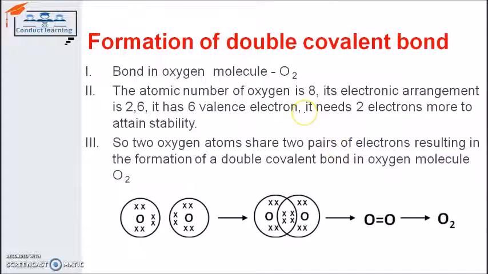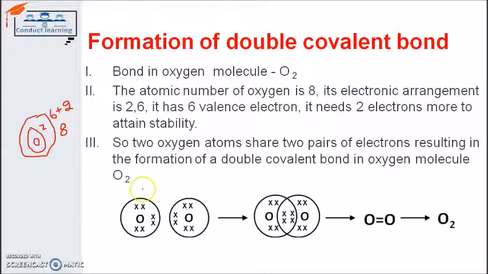Another is the double covalent bond, and the example is oxygen. We know the atomic number of oxygen is 8, and the electron configuration for oxygen is 2 and 6. That means in oxygen, the first shell, the K shell, has 2 electrons, and the L shell has 6 electrons. To become stable, oxygen requires at least 2 electrons, so that it will become 8. So how does it form a double covalent bond with another oxygen atom? Let's see. Two oxygen atoms will share 2 electrons.